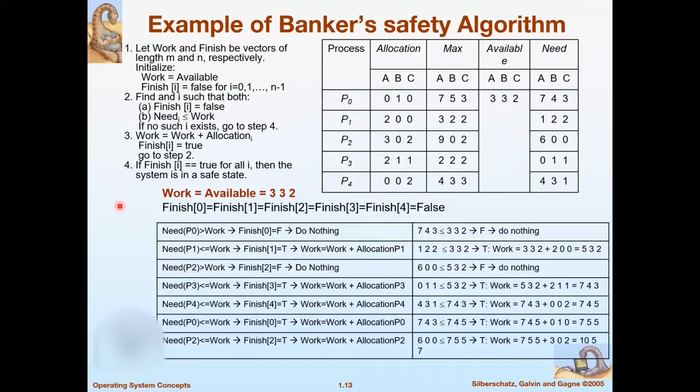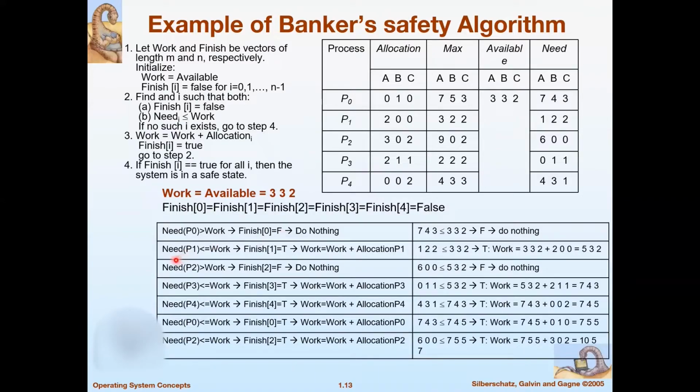Now let's try to see this. We have current available resource is 332 and the future need of process P0 is 743. So P0 cannot be completed with this available resource at the first time. So finish[0] for P0 will remain false for the first go and that can be modified later.